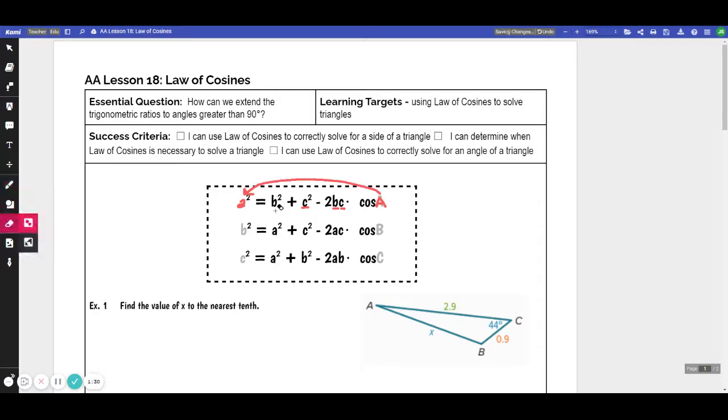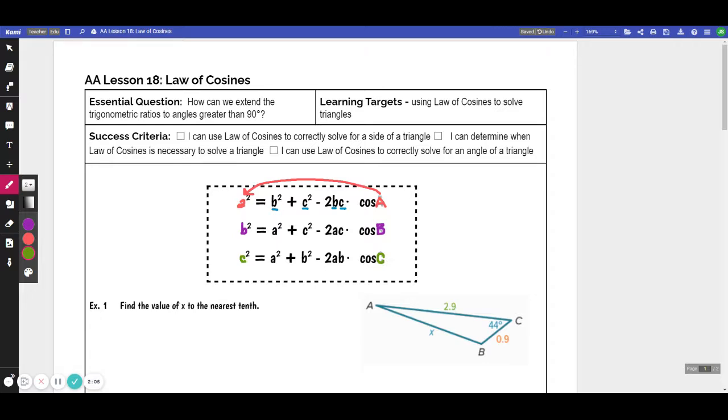And then these two sides. So if you're finding a here, then the other two inside need to be the other two sides, b and c. If it's angle B or side b, then you're using angle B. If you're trying to find side c or angle C, the c here corresponds to angle C here.